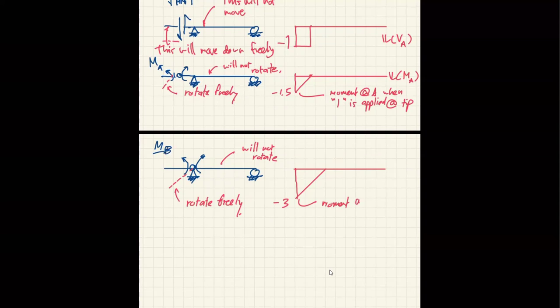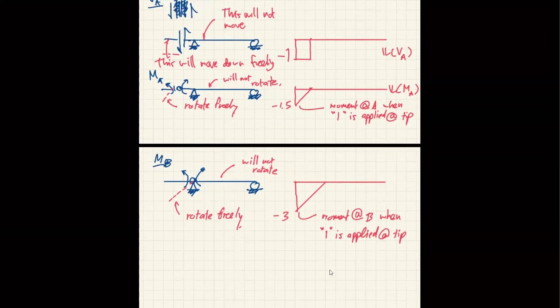Moment at B when the unit load is applied at the tip. And the distance from the tip to the support is 3 meters. So this is -3. Okay, so that's Müller-Breslau with the help of your engineering knowledge, say equilibrium and so. Now we can have the influence line for everything. So that's the influence line in CVE 337 in a nutshell.